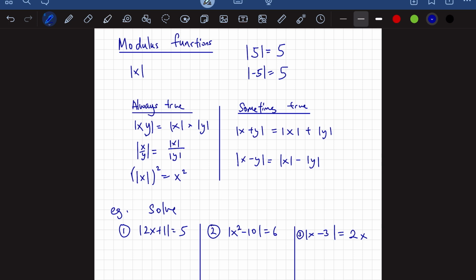Now, sometimes we call it also an absolute value. So we can define modulus x as x, or as 0, or as negative x. It really depends on whether x is more than 0, equal to 0, or less than 0. Modulus x will make whatever the value inside the modulus sign positive.